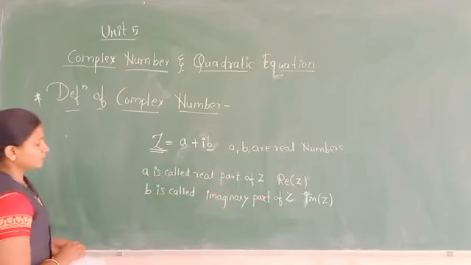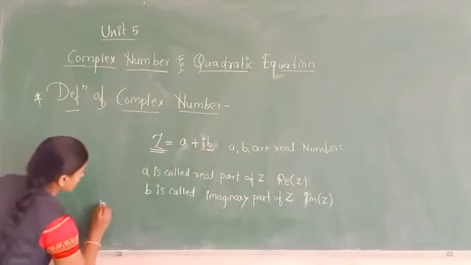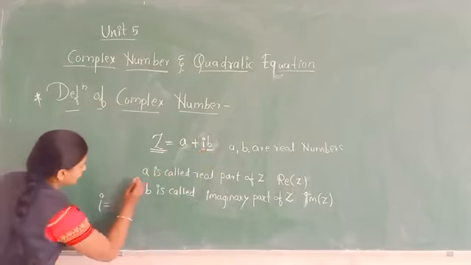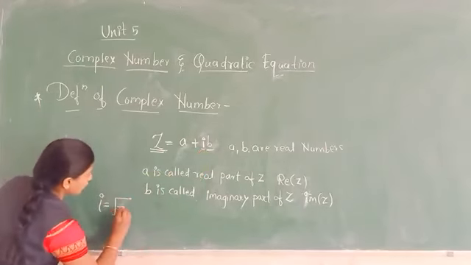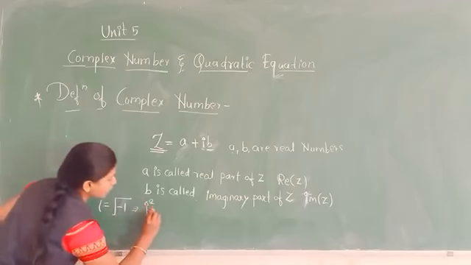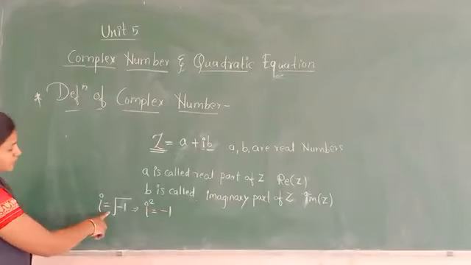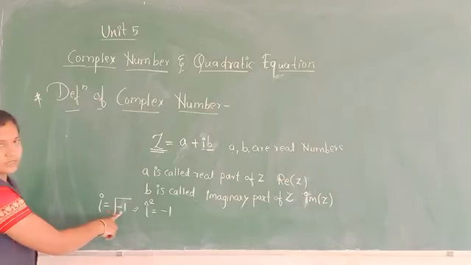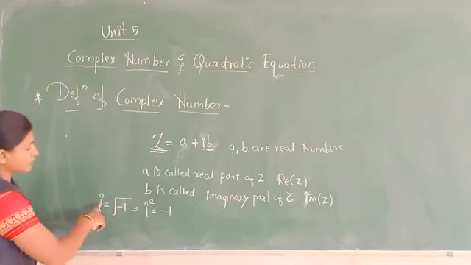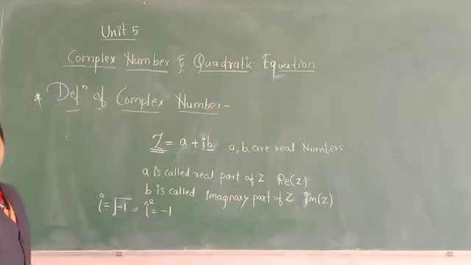Okay, so what is the value of i here? The value of i is the square root of minus 1. So that's why i square is equal to minus 1.